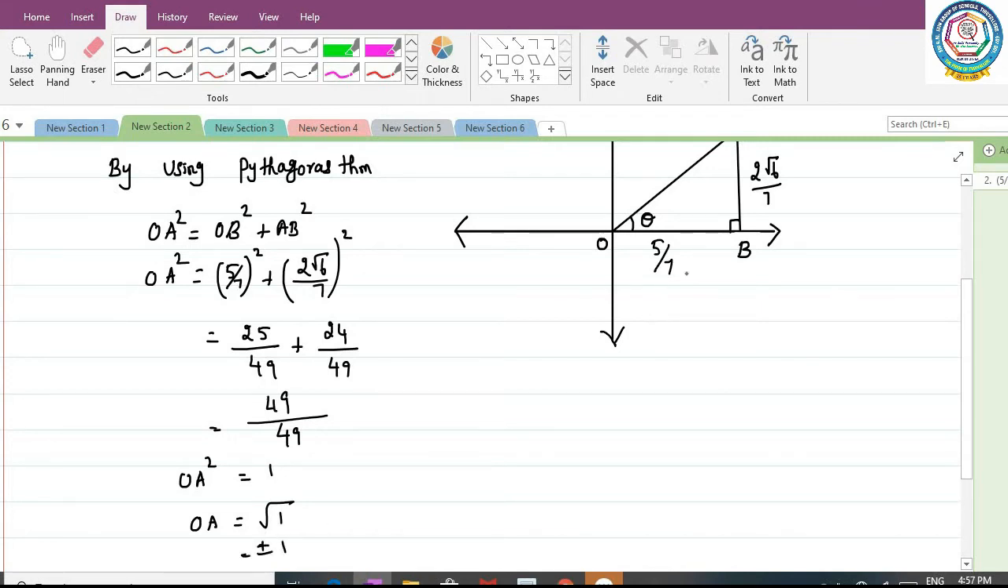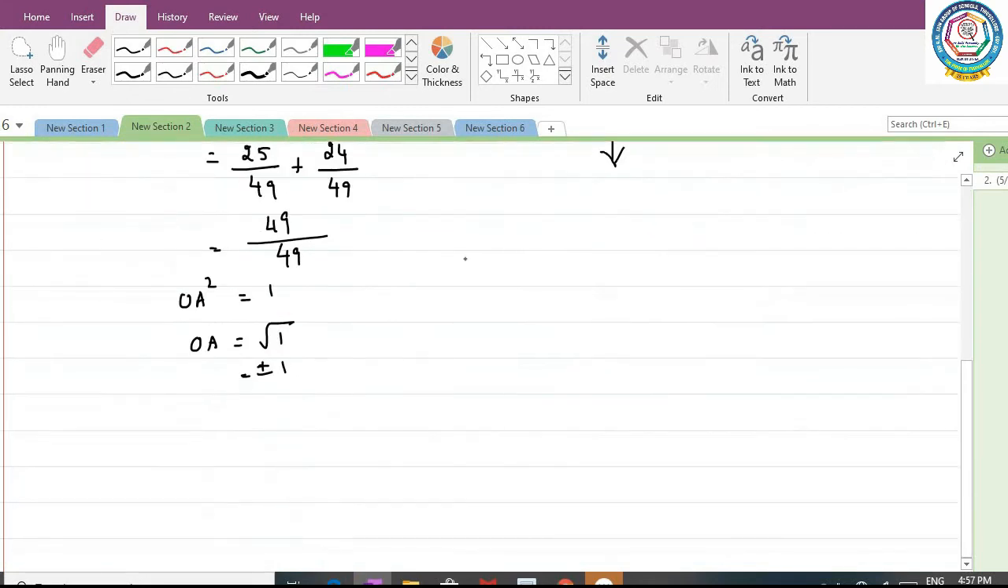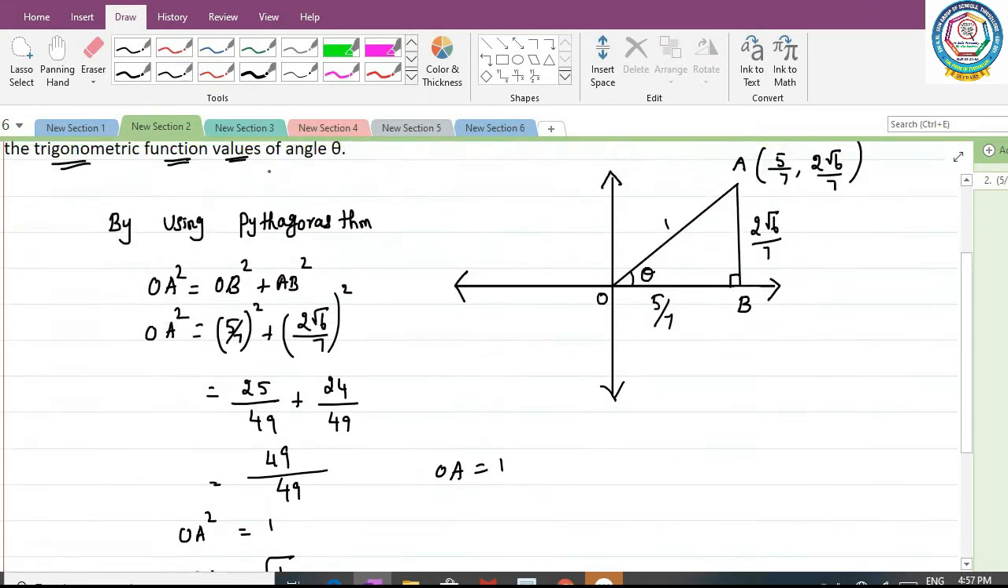So next, what is the distance OB? That is equal to 49 by 49. The distance should come only positive. So OA is equal to plus or minus 1, now I got OA is equal to 1. So we have to find out all the trigonometric functions.